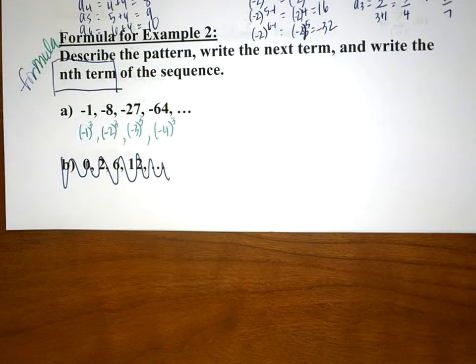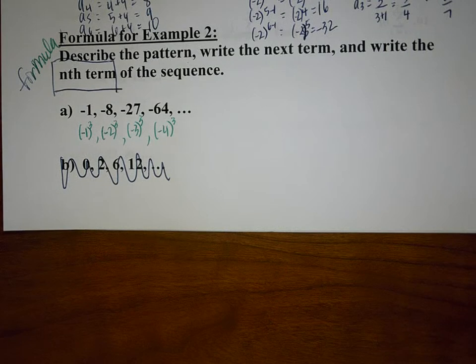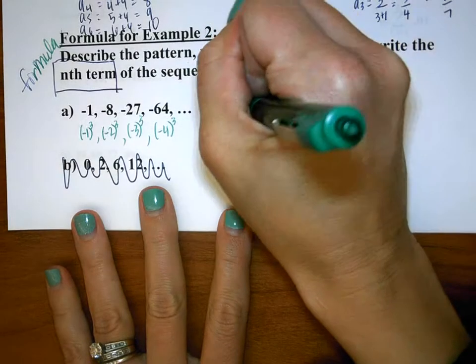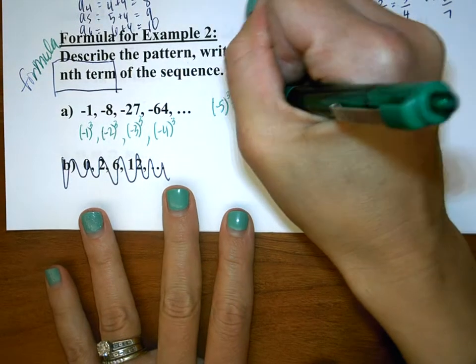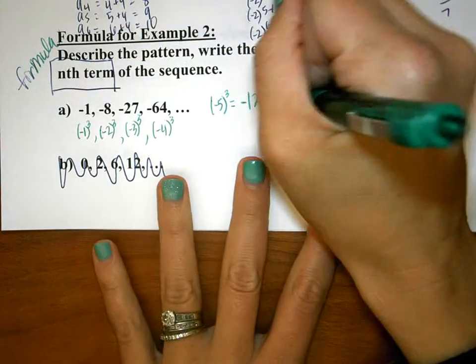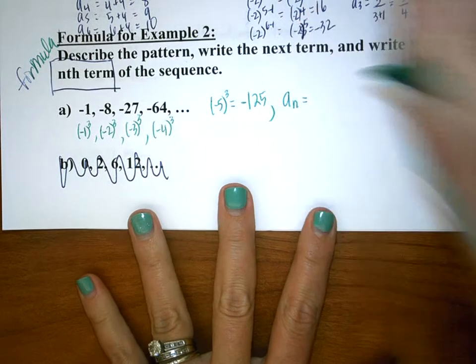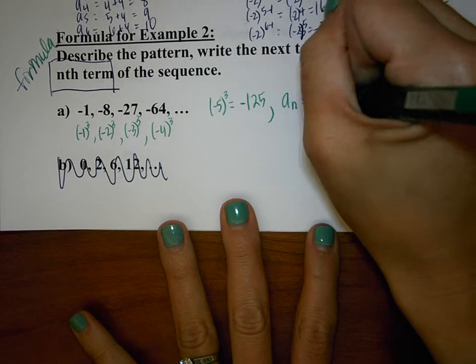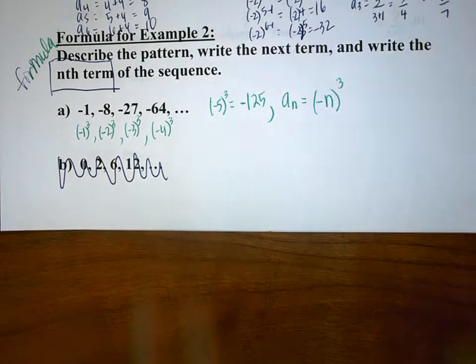So that means that the next term in the sequence would be negative 5 to the third power, which is what? Negative 125. Good. Your formula is going to be a sub n equals, and how do you think I'd write that formula? Perfect. That's it. Negative n to the third power.